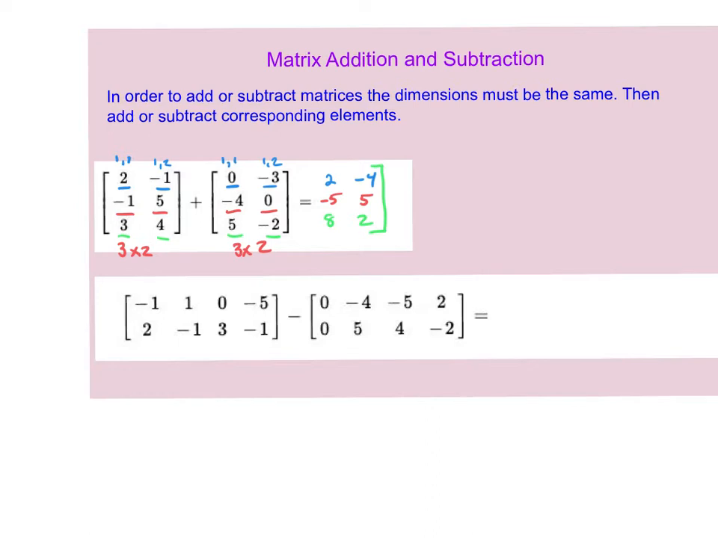So my final answer of the matrix is going to be 3 by 2. So it's the same size as what we started off with. And then you just add each of the elements in those spots. Now, to subtract matrices, you're basically going to do the same thing. In this case, I have a 2 by 4 and a 2 by 4, so those matrices are the same size, so I can subtract them.